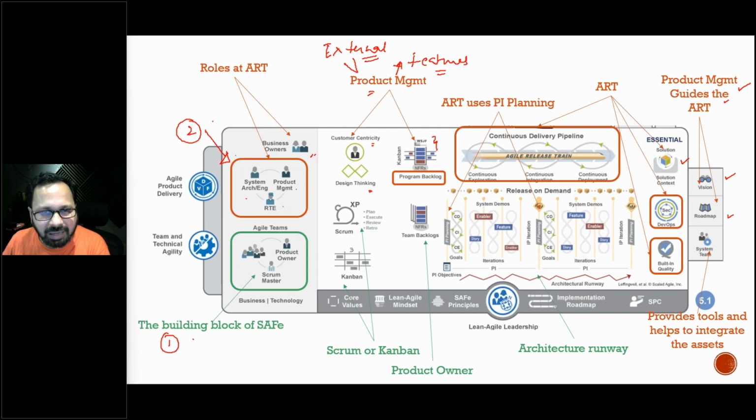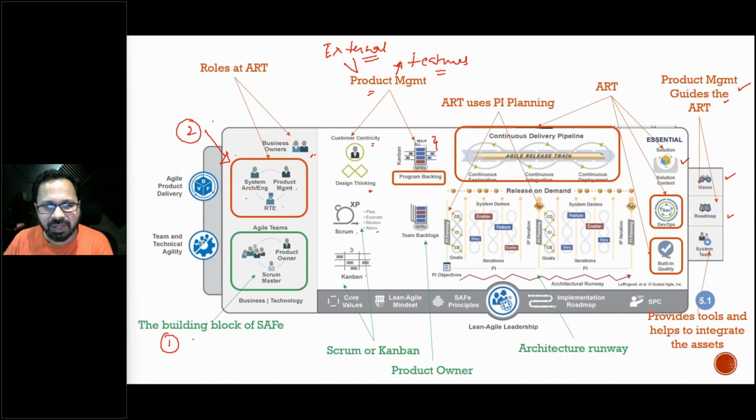And here at the bottom level, we have the Scrum teams working on Scrum or Kanban. So it's not hard and fast that they should only use Scrum. They can use Kanban, okay, whatever they want to use. So we can have at a team level, the Scrum framework or the Kanban framework. And the Scrum framework exactly operates the way the Scrum guide prescribes, which is plan, execute, review, retro, etc.